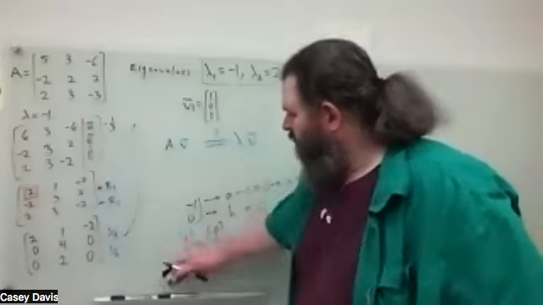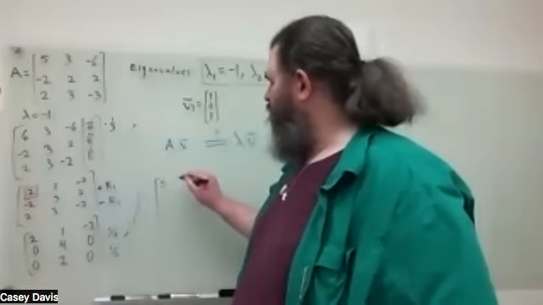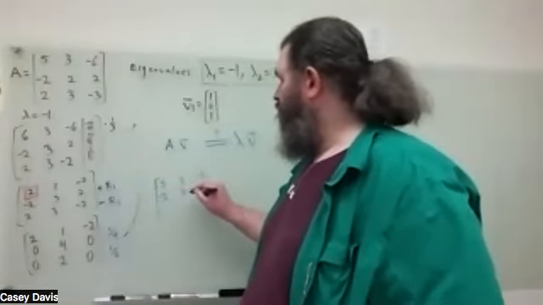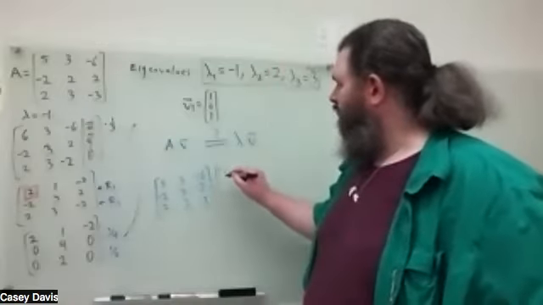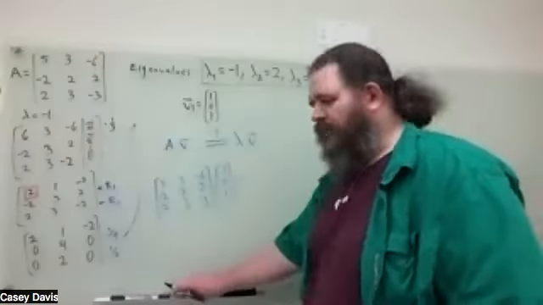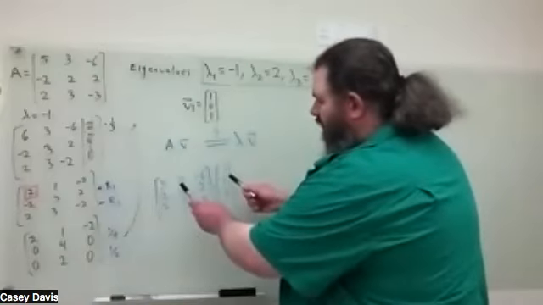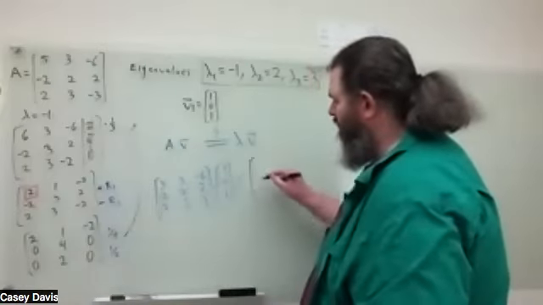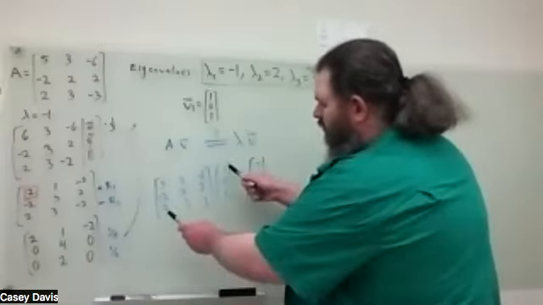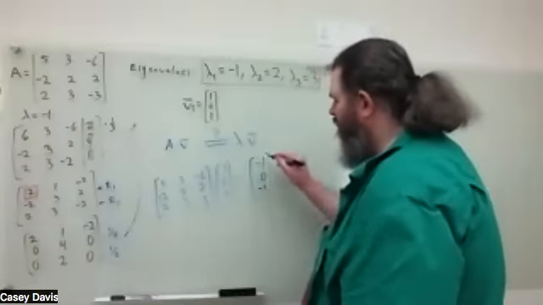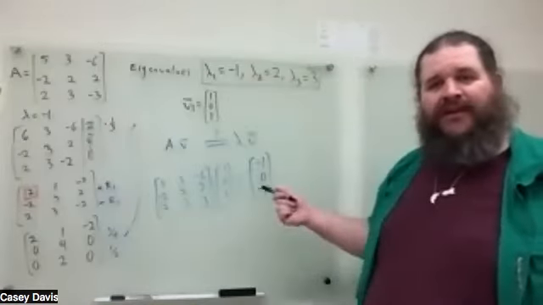So if we try that out here, we've got our A matrix multiplied by the eigenvector 1, 0, 1. So if we multiply that out, row and column, then we would get 5 plus 3 minus 6. 5 plus 3 minus 6 is negative 1. Negative 2 plus nothing plus 2 is 0. 2 plus nothing plus negative 3 is negative 1. And note that A times V equals exactly negative 1 times V, same result.